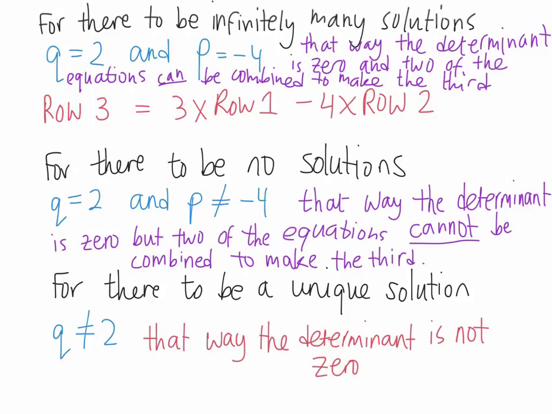And I've just added some more explanations there. So for there to be infinitely many solutions, you want the determinant to be 0, and you want to find out how you can make 2 of the equations into the third using row reduction. For there to be no solutions, you just want the determinant to be 0, but you want to make sure that you won't have infinitely many solutions, so 2 of the equations cannot be combined to make the third. And then for there to be a unique solution, you just want the determinant not to be 0.